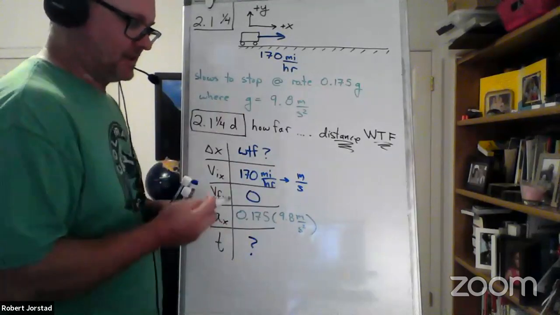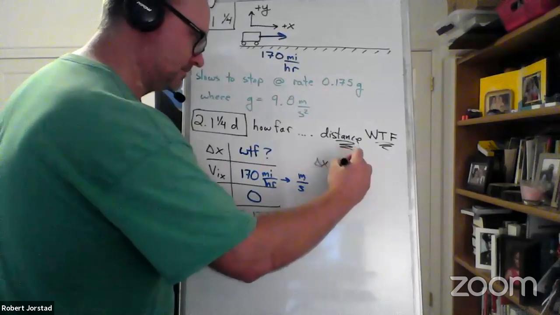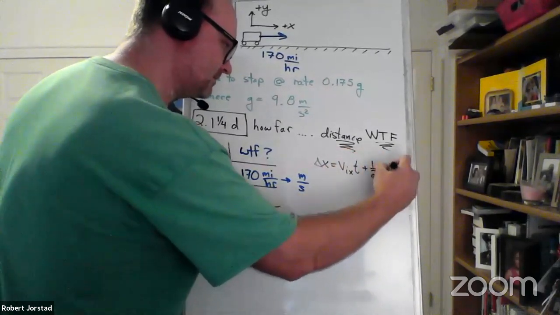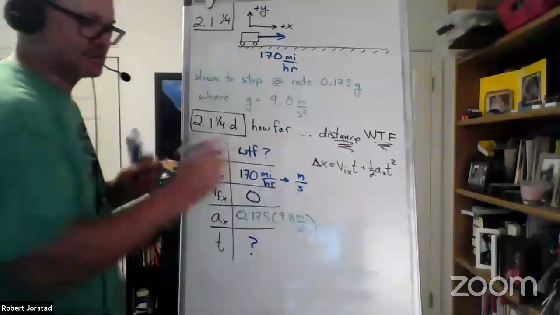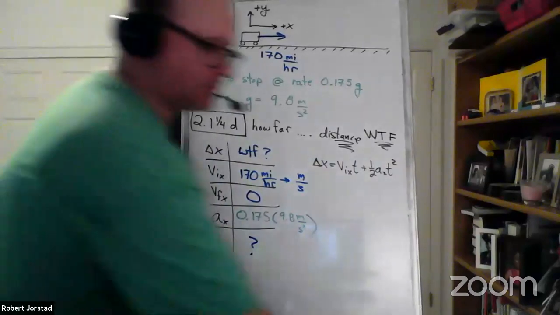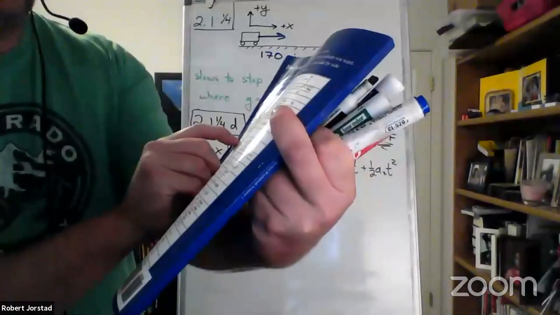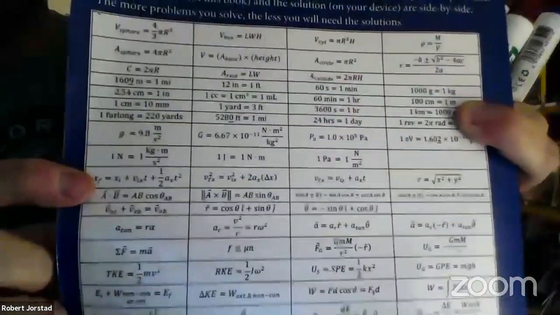So I've labeled everything. Next, I would write out some equations. I would look at this equation and see if it works. Where did I get this equation from? From the equation sheet on the back or in your chapters. Where is it? Right there. It looks like I wrote it a slightly different way back here.